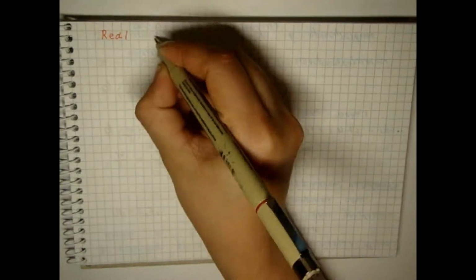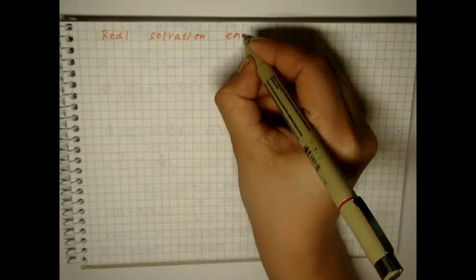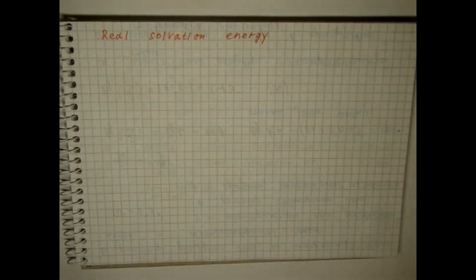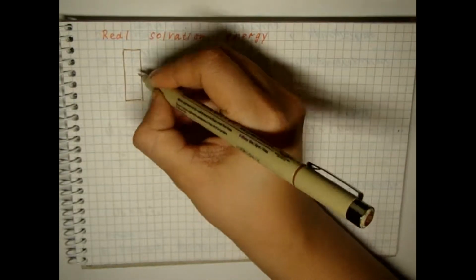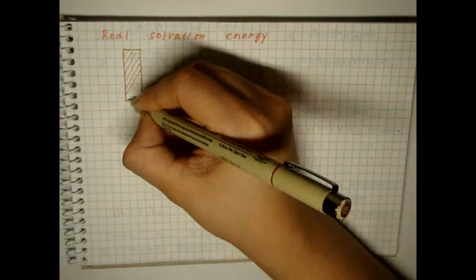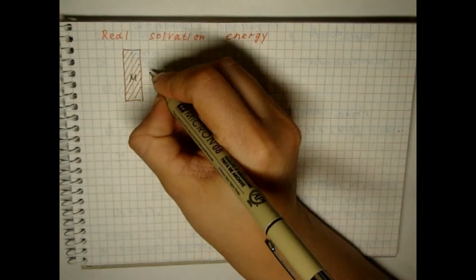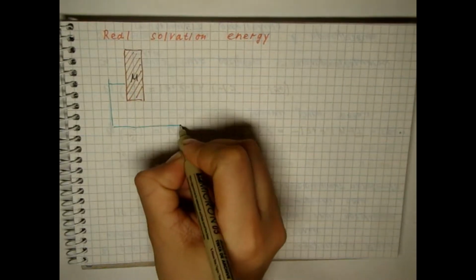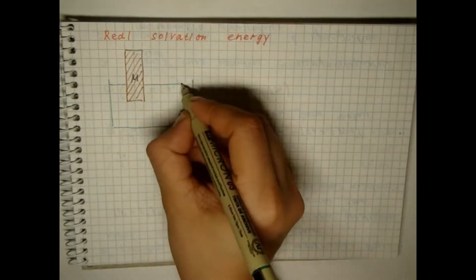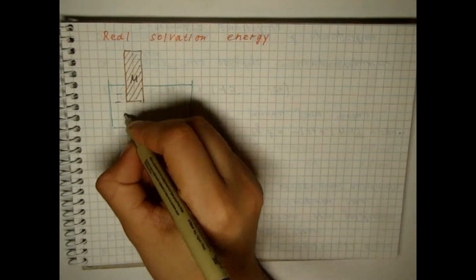Today we look at the real solvation energy. Let's consider the following example. The metal is immersed in a salt solution of the same metal, and between the electrode and the solution an electrochemical equilibrium was established. Since equilibrium was established, the work of ion transfer through the metal solution interface is zero.